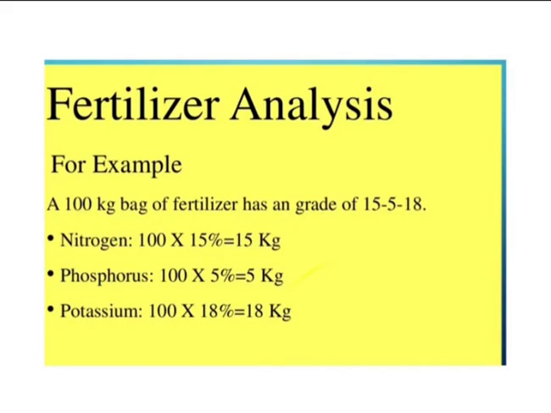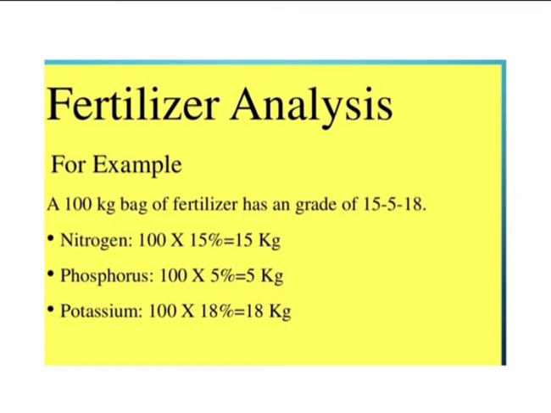I have written, for example, we have a 100 kg bag of any fertilizer. For example, it will be urea, but urea does not contain phosphorus and potassium. That's why just take a bag which contains all three types of macronutrients NPK, and the bag is of 100 kg weight, and on the bag the grade is written 15, 5 and 18. 15:5:18. That means 15% is the nitrogen, 5% is the phosphorus and 18% is the potassium.